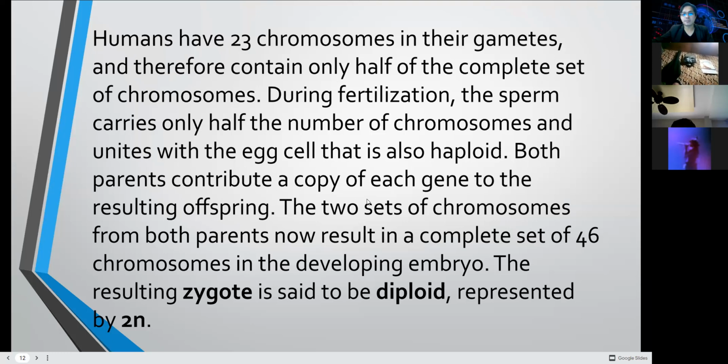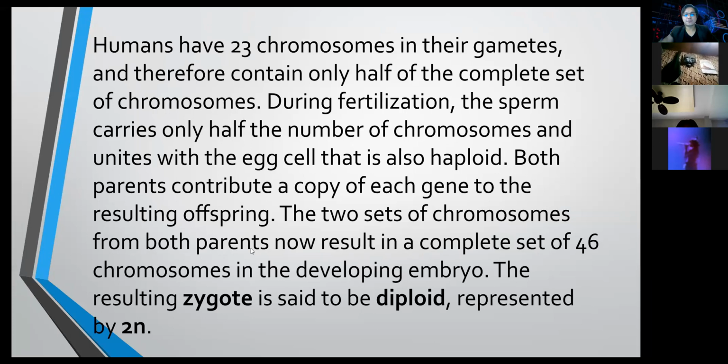Diploid is represented by 2n. Again, if haploid is represented by lowercase n, diploid is represented by 2n. So if you're going to tell me this is diploid, all you have to do is write 2n, and I can understand that it is diploid.